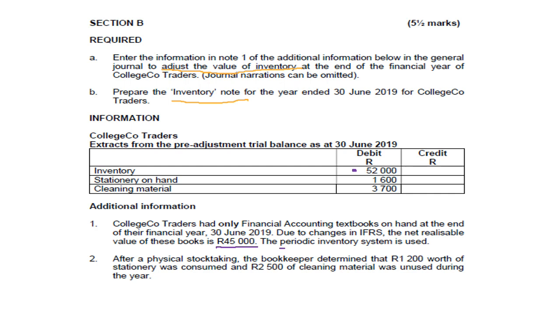Now, the following section is quite important because the periodic inventory system is used. We don't use the inventory account per se. The inventory account will be used to transfer opening and closing inventories to the next financial period. But if I am going to make an adjustment, it will first be done in the purchases account. After physical stock taking, the bookkeeper determined that 1,200 worth of stationery was consumed, so this was used, and 2,500 of cleaning material was unused. In other words, this is what remained, and we are going to use this information in the note.